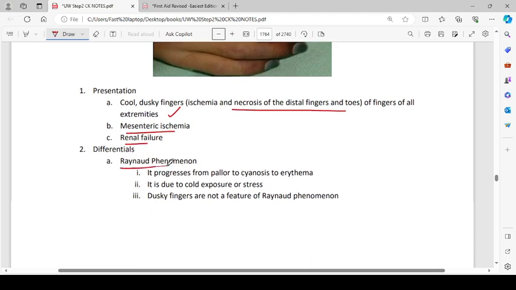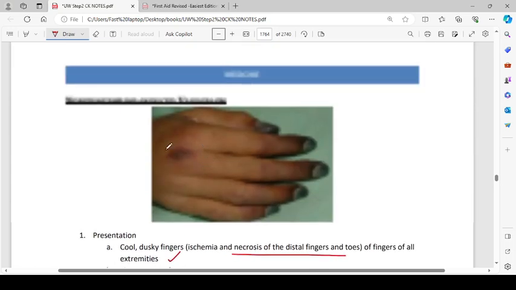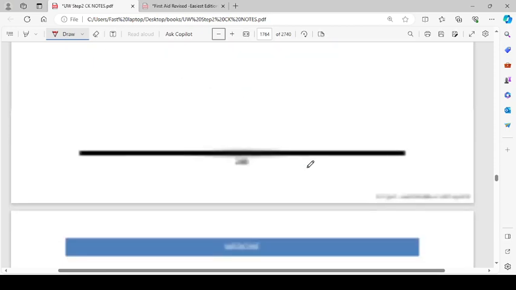The differentials include Raynaud's phenomenon. It progresses from pallor to cyanosis to erythema. For Raynaud phenomenon, initially there will be pallor, then will come cyanosis and ultimately erythema. It is due to cold exposure or stress, and dusky fingers are not a feature of Raynaud phenomenon. That is a feature of norepinephrine induced vasospasm.